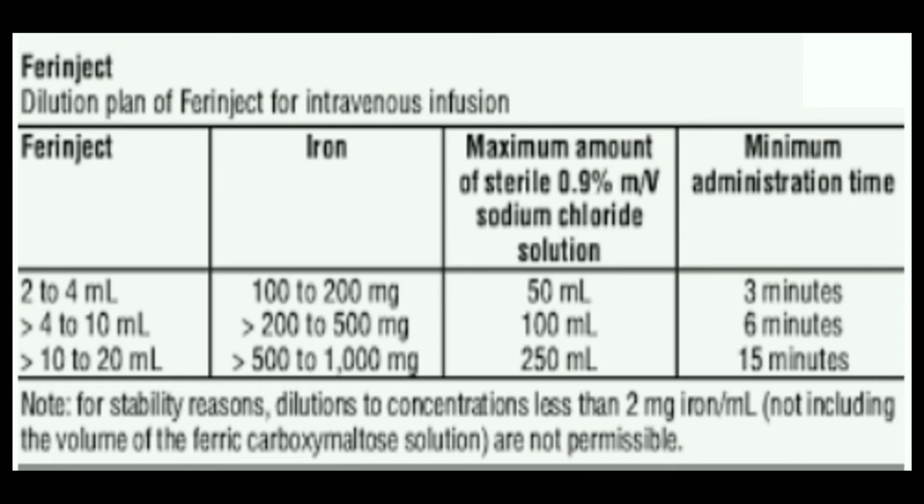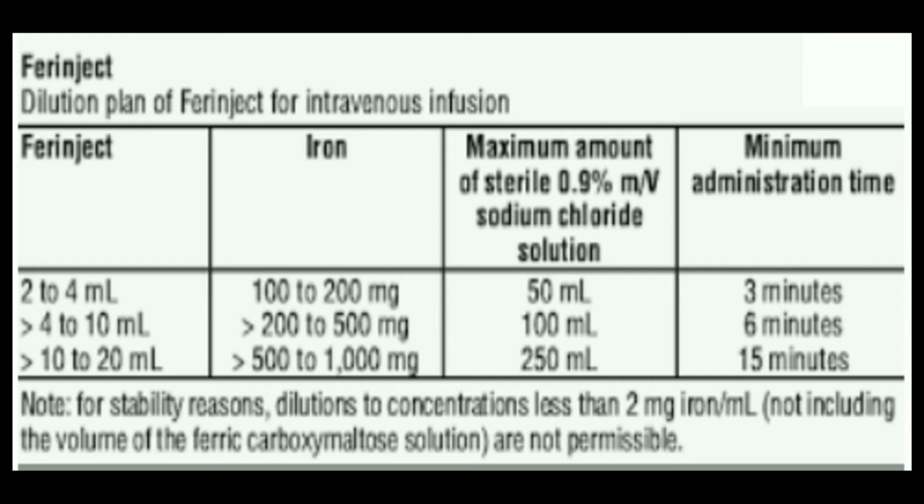Now this is a chart about the dilution plan of Farinject for intravenous infusion. What is written about it? 2 to 4 ml of Farinject contains 100 to 200 milligram of iron, and the maximum amount of sterile 0.9% sodium chloride would be about 50 ml, and the minimum administration time would be about 3 minutes. If you want to give iron in the dose of 200 to 500 milligrams, then 4 to 10 ml of Farinject will be used in 100 ml normal saline, and that will be given over 6 minutes.